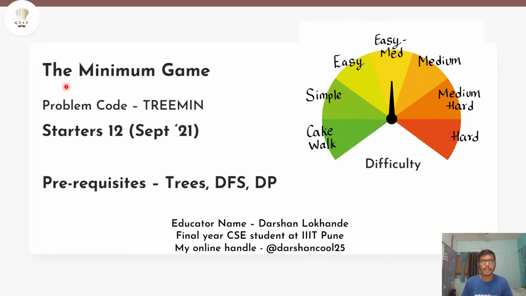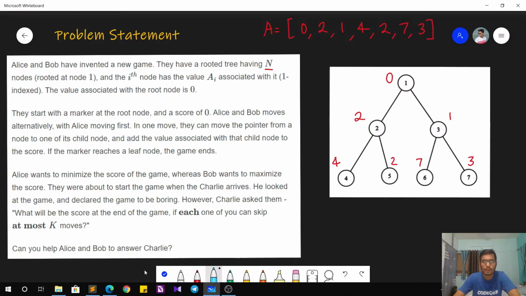The problem that we are going to discuss today is the minimum game. The problem appeared in Starters 12 of September 21 and has a difficulty level of easy medium. The prerequisites to solve this problem include trees, DFS and dynamic programming. The problem statement goes as follows.